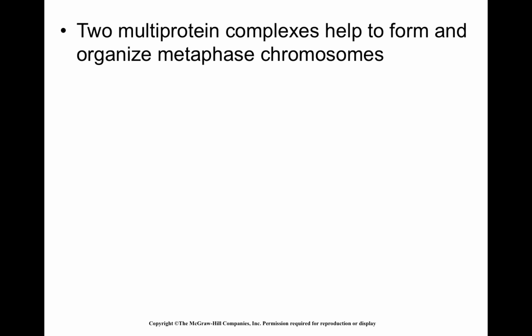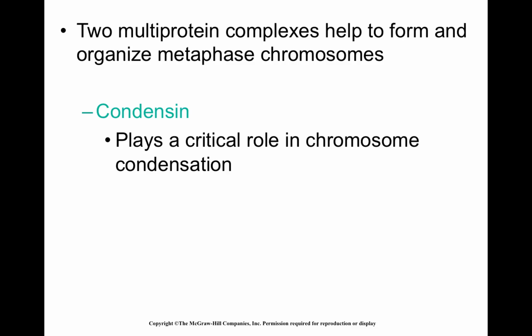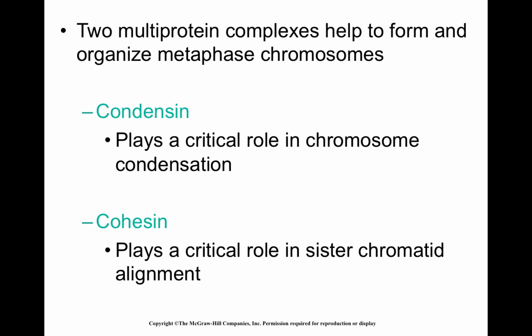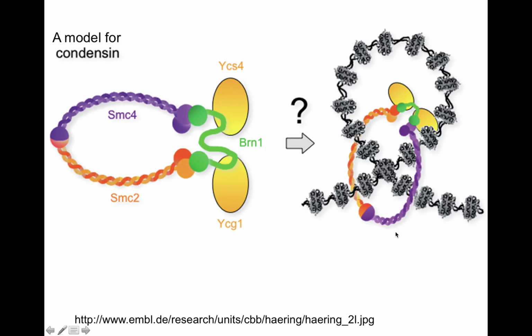There are two multi-protein complexes that help form and organize metaphase chromosomes: condensin, which plays a critical role in chromosome condensation, and cohesin, which plays a critical role in sister chromatid alignment. A condensin molecule will help stabilize these radial loops. Condensin is a complex of proteins, not just one single polypeptide, but several polypeptides together. And if you want to learn some more about this, you can go to this link right here. We all love these question marks in science.